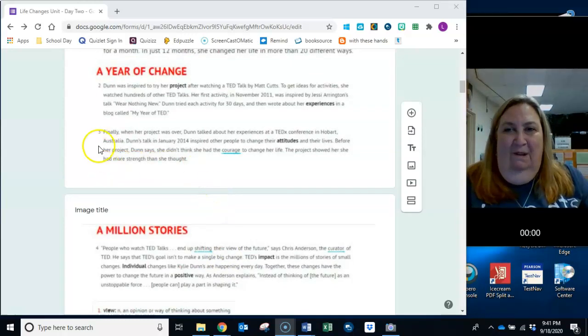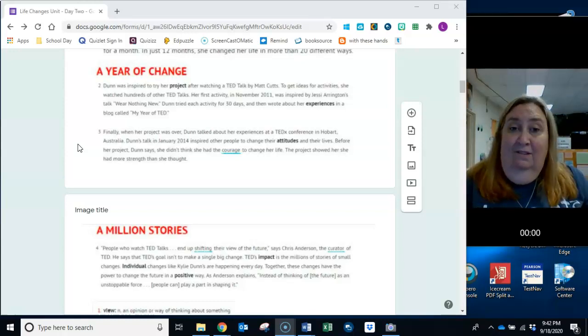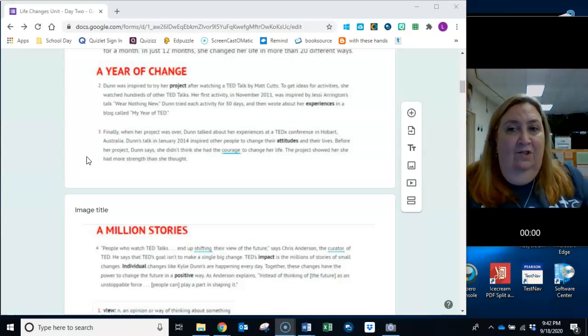Let's move on to the third paragraph. Finally, when her project was over, Dunn talked about her experiences at a TEDx conference in Hobart, Australia. Dunn's talk in January of 2014 inspired other people to change their attitudes and their lives. Before her project, Dunn says she didn't think she had the courage to change her life. The project showed her she had more strength than she thought.